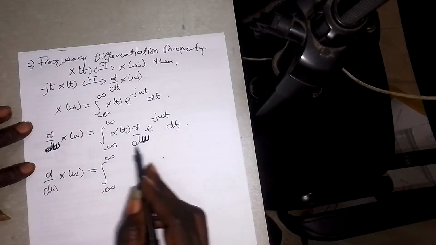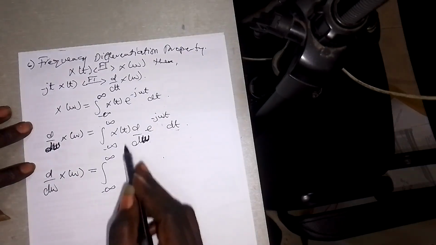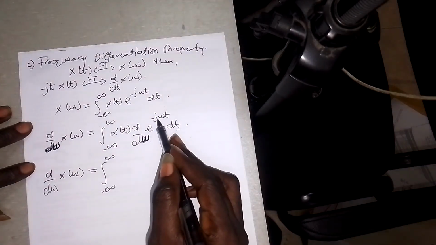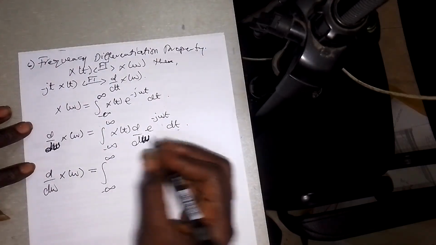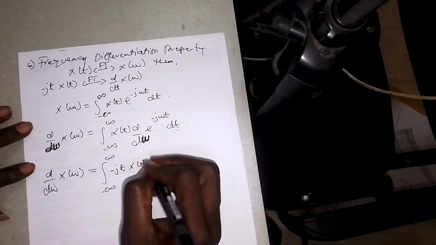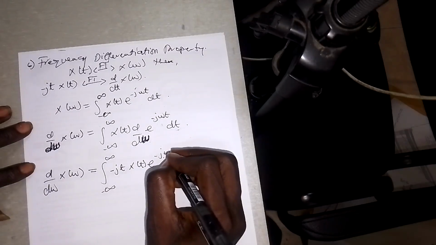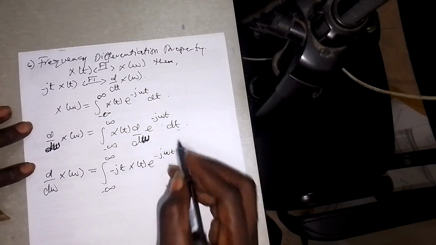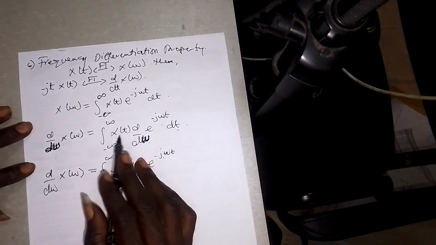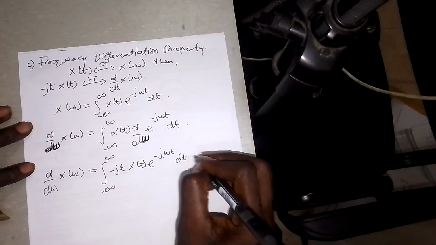I'm differentiating with respect to omega. So that means I cannot get j omega again, because I'm differentiating with respect to omega. So that means I get jt. Okay, so I get minus jt into x(t) into e^(-j omega t). This t you see here is with respect to this x(t), into dt.